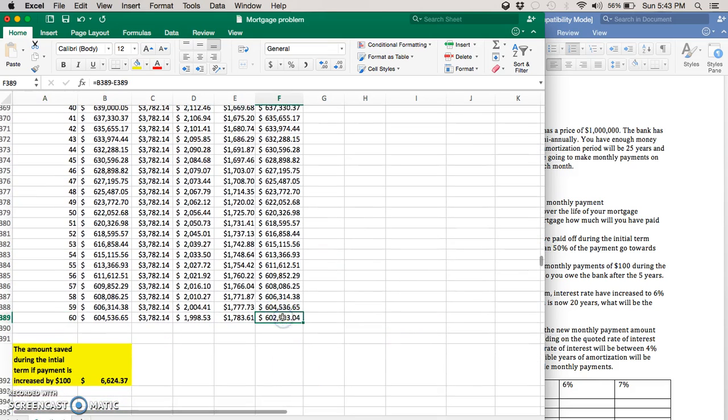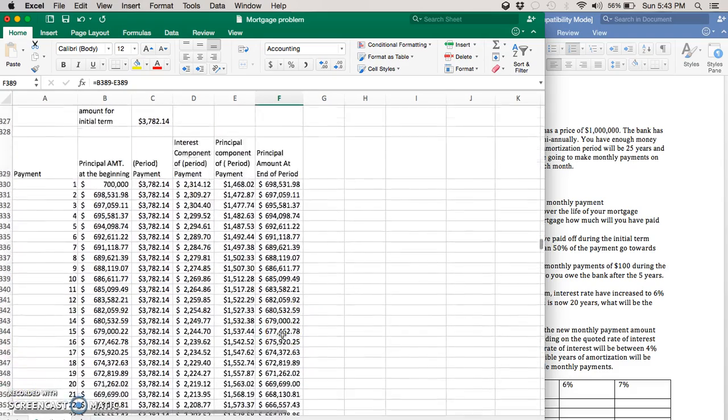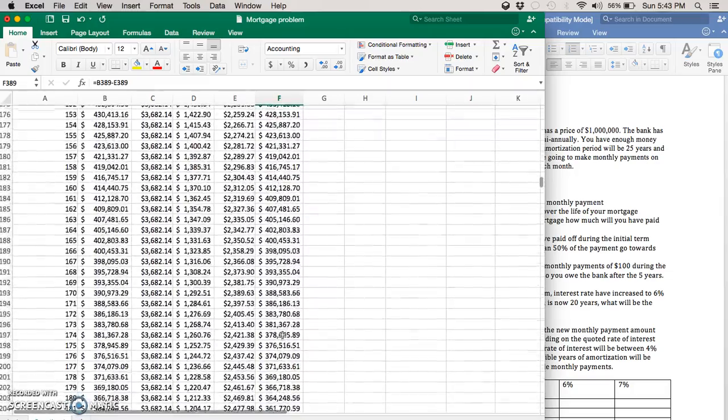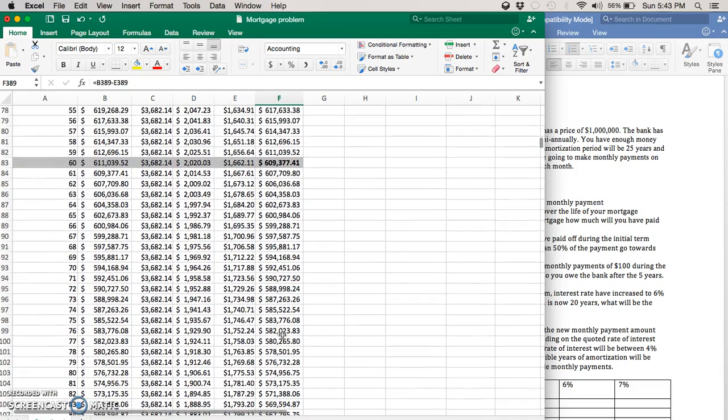And then you're going to get a final principal amount at the end of the 60th payment as 602,753, and you're going to compare that to the amount that you found in your original amortization schedule for the 60th payment. So in that case, it is right here.